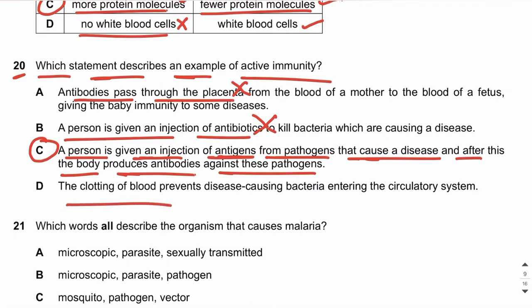The clotting of blood prevents the disease-causing bacteria entering the circulatory system. Guys, this is the role of the external defense system. So whenever there's a cut on the skin and the bleeding starts, right?